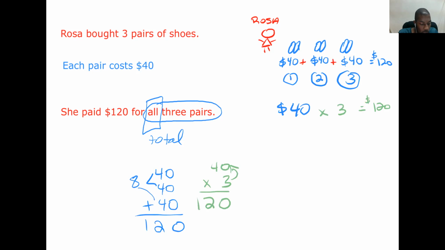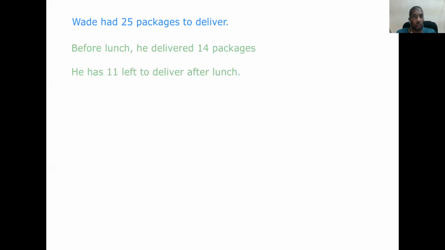Let's try one more. I'm going to pause the video for the last time. All right, for this last one, let's take a look at Wade, our delivery man. It says, Wade had 25 packages to deliver. Before lunch, he delivered 14 of these packages. He now has 11 left to deliver after lunch. Now the question is, how can I represent this in numbers? Well, again, I'm going to start off with a picture.